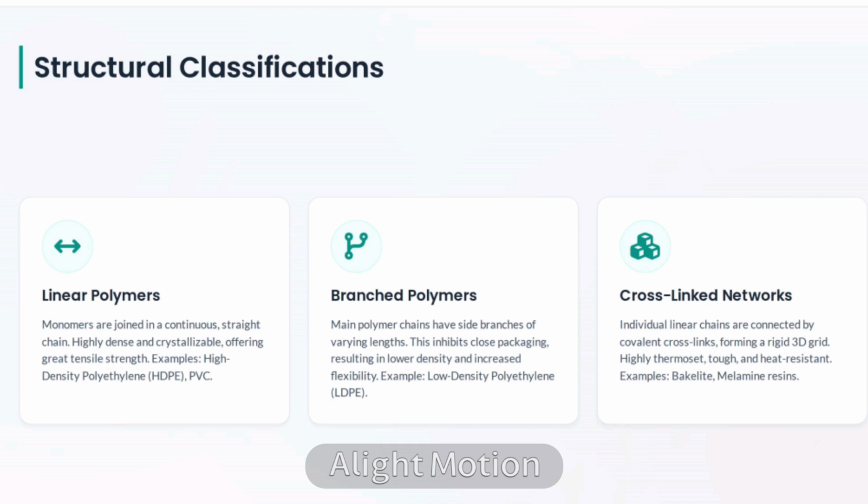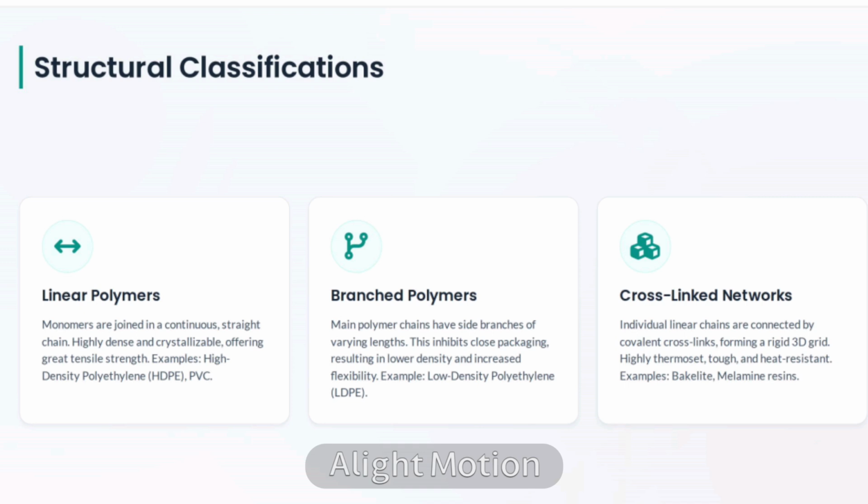First, on the left, we have linear polymers. Here, the monomer units are joined in straight, continuous chains. Because they are straight, they can pack tightly together, almost like uncooked spaghetti in a box. This tight packing gives them high density and high tensile strength. A common example is HDPE, which is used to make rigid milk jugs.